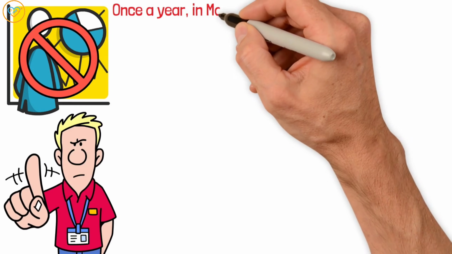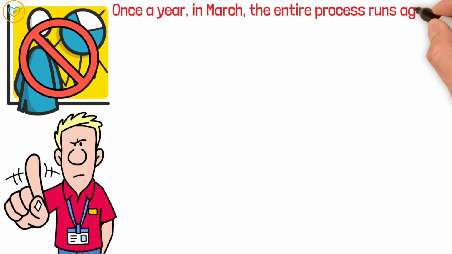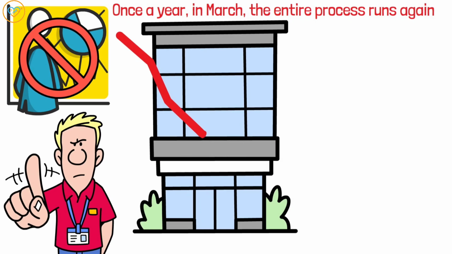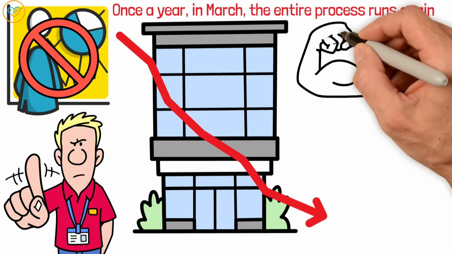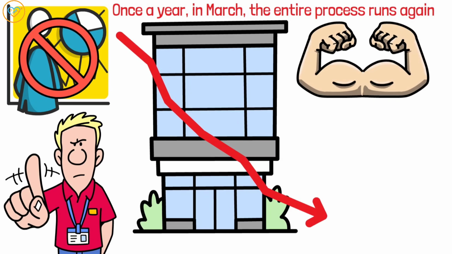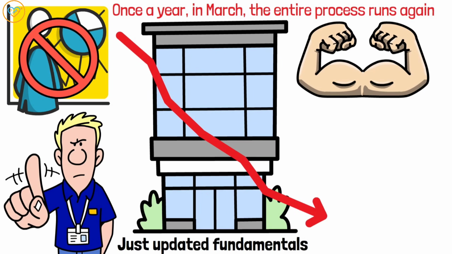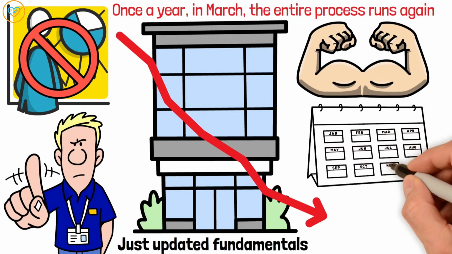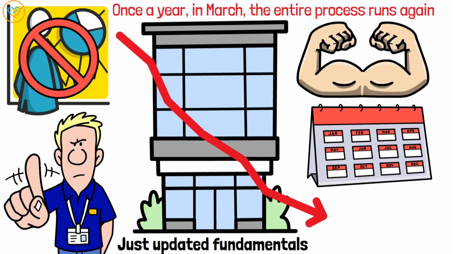Once a year in March, the entire process runs again. Companies that weaken drop out. Stronger ones replace them. No headlines involved. No predictions involved. Just updated fundamentals. That annual reset is why Reconstitution matters so much.